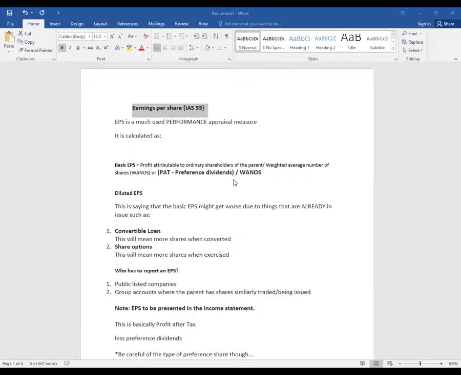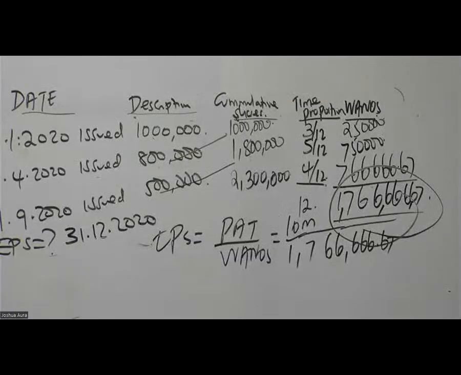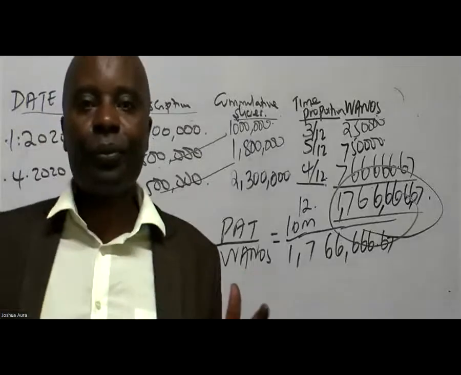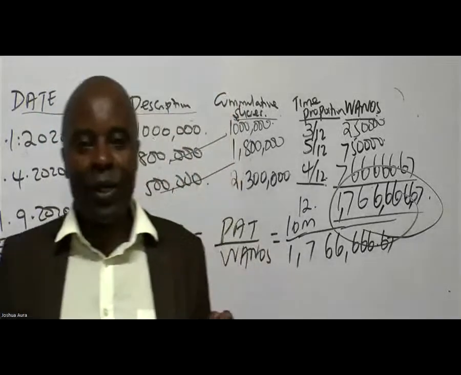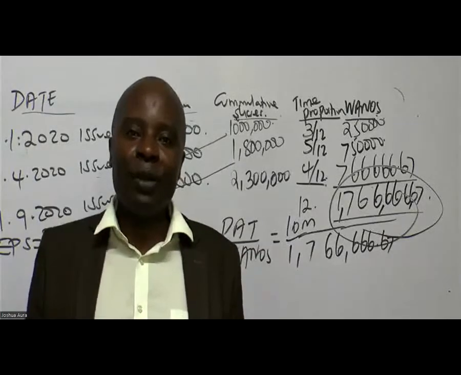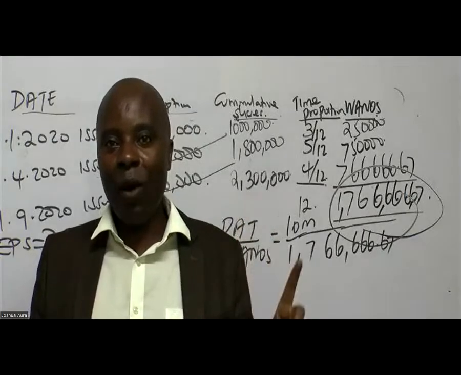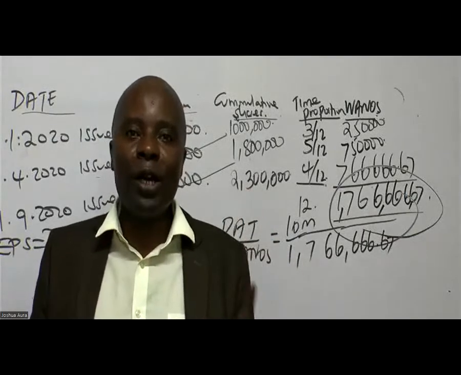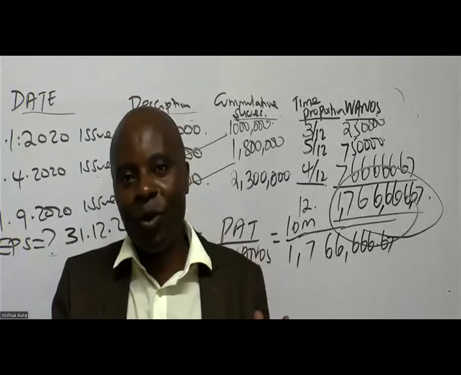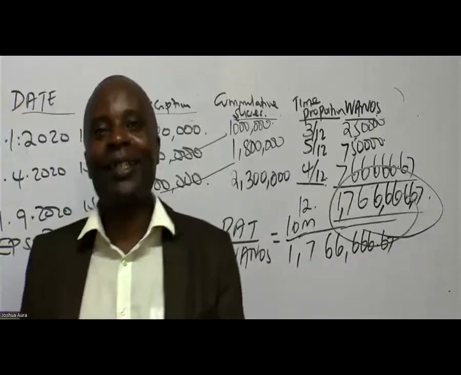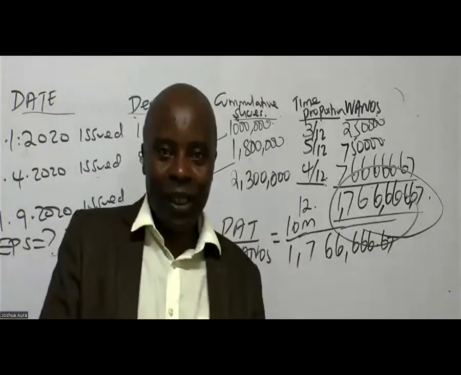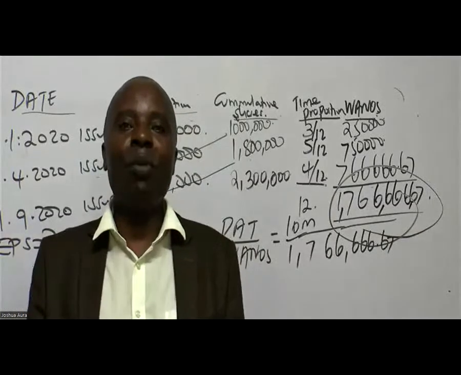This is saying that the basic EPS might get worse due to things that are already in issue, such as a convertible loan. Take what Equity Bank did with Kenya Airways: Equity Bank gave Kenya Airways a convertible loan, so Kenya Airways gave a convertible bond, that instrument.